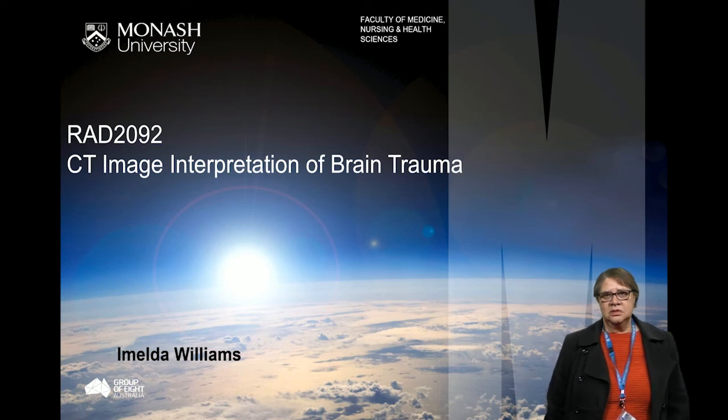Good day, students. So I'm going to introduce you to image interpretation of the brain. And the first one that we're going to start with is traumatic conditions of the brain. I'm also going to provide to you a spreadsheet where you need to identify some of the normal anatomy on different slices of a CT scan so that it's easier for you to understand the pathology on the CT scans.